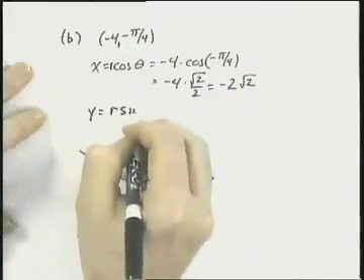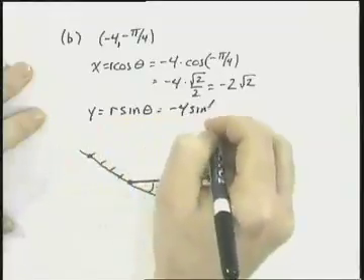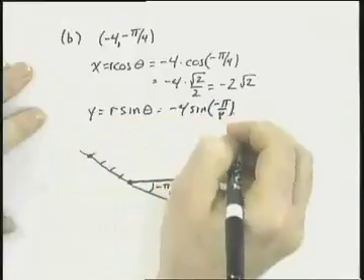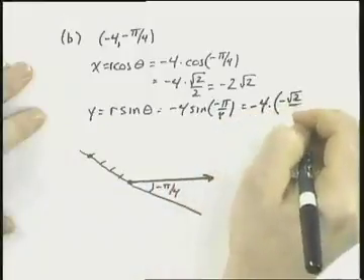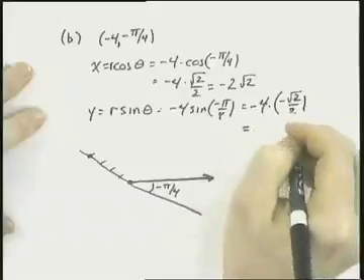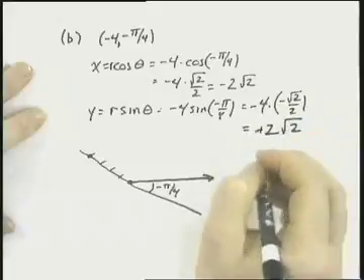Y-coordinate is r sine of theta. So that's -4 sine of negative pi over 4. That's -4 times -root 2 over 2. And so I get positive 2 root 2.